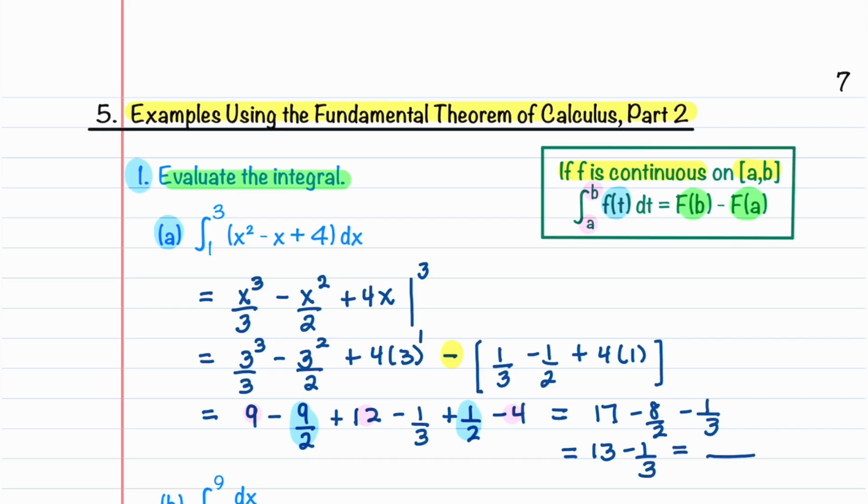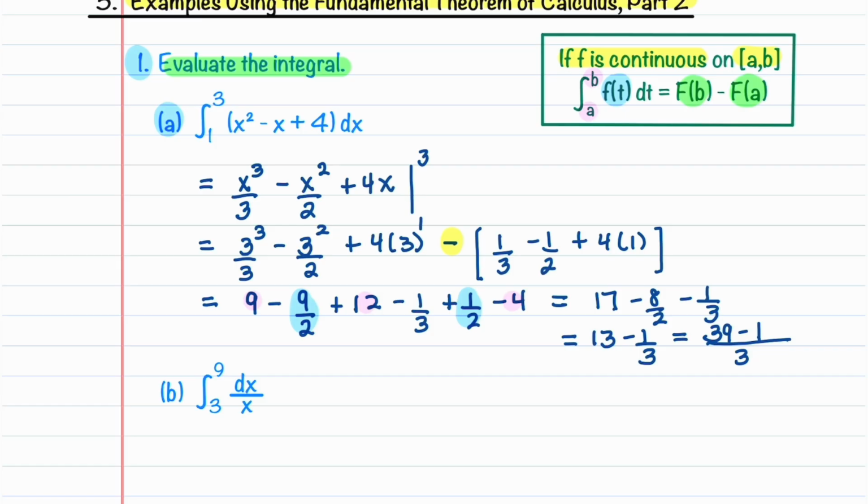Let's get a common denominator of 3. 3 times 13 is 39, so we have 39 minus 1. And this gives us a value of 38 divided by 3. And there's our answer. Remember that a definite integral is always equal to a number.